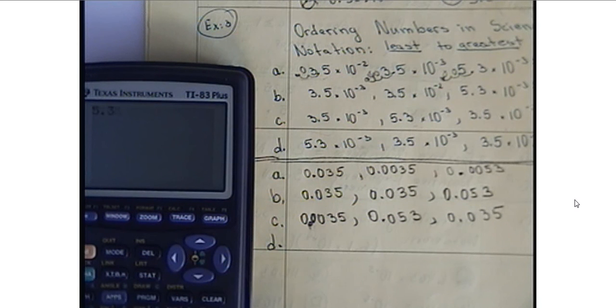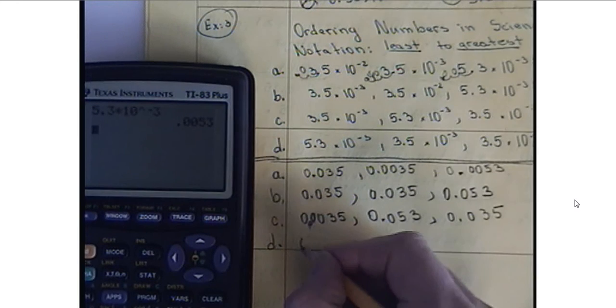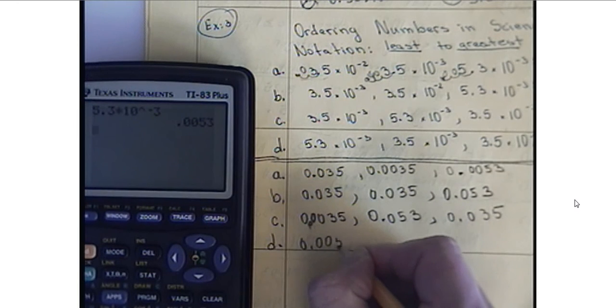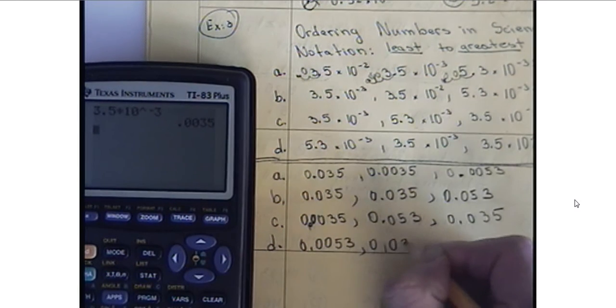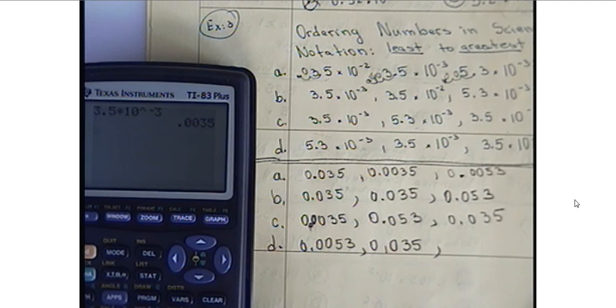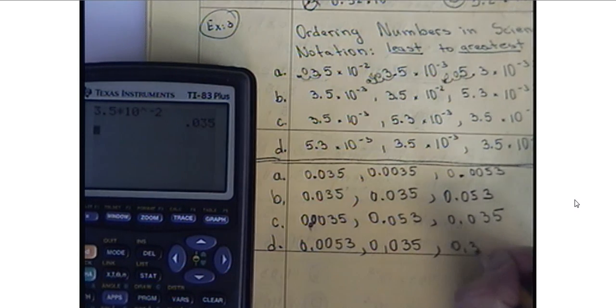Okay, and the last one, 5.3 times 10 to the power of negative 3 will be 0.0053, then 3.5 times 10 to the power of negative 3, 0.0035, and the final one will be 3.5 times 10 to the power of negative 2, which is 0.035.